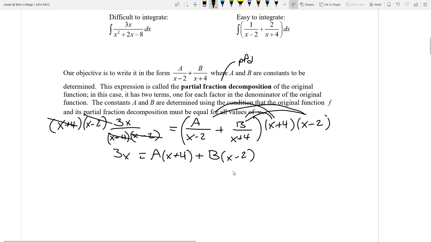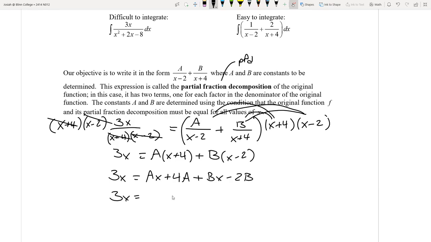The first method we'll use here is comparing the powers of x. So we want to expand the right side. We take our A and multiply it in, and we get Ax plus 4A. We do the same for B: multiply B in, and we get Bx minus 2B.